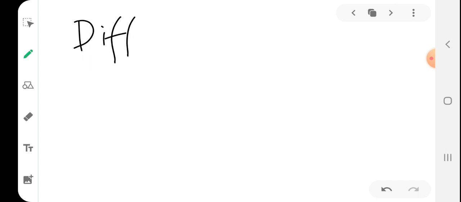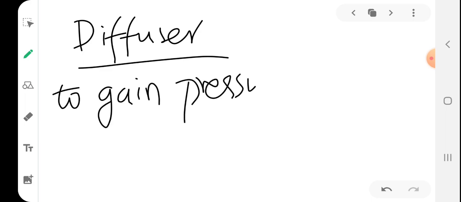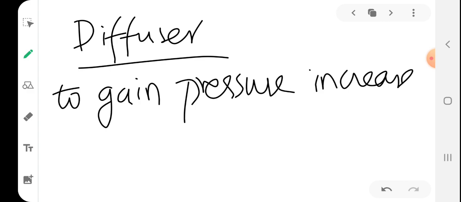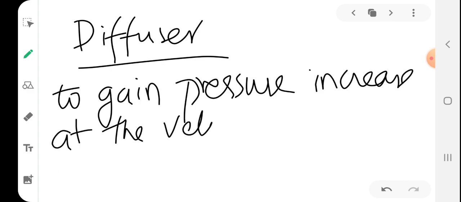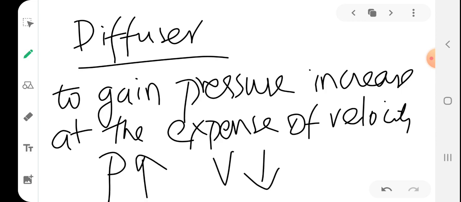What is a diffuser? A diffuser is another type of device employed in a flow passage to gain pressure increase at the expense of velocity. That is the difference. While flowing through a diffuser, the flow must be such that as the flow proceeds, the pressure of the fluid increases and velocity decreases. So this is the basic difference between a diffuser and a nozzle.